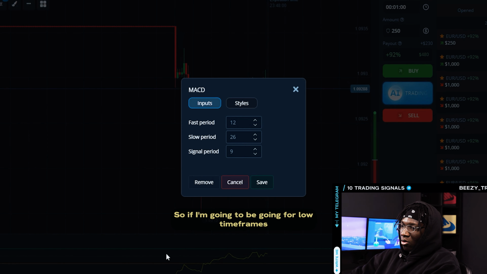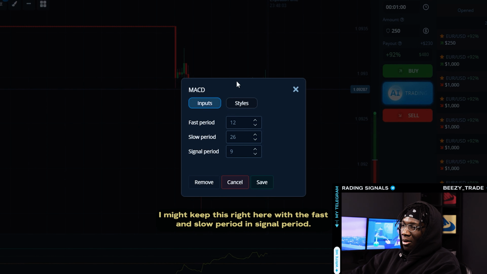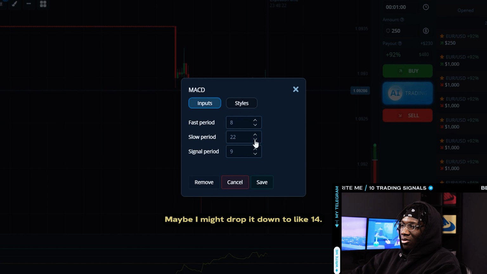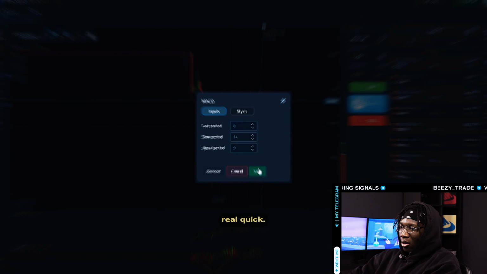So if I'm gonna be going for low time frames, I might keep this right here with the fast and slow period and signal period. But I might change my fast period there to 8, just because I want quicker signals. And I might leave my slow at 26. Maybe I might drop it down to like 14, just because I want real tight, real quick.